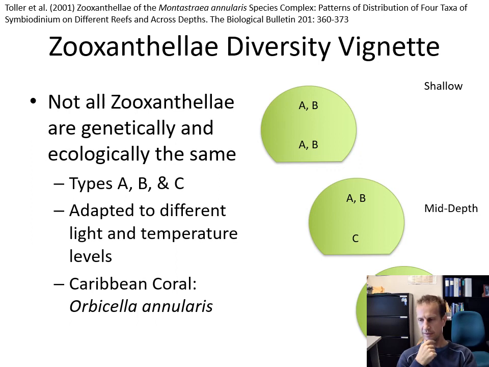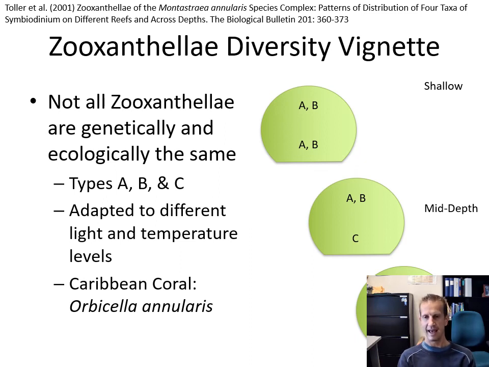So we originally thought that zooxanthellae were all just one kind of organism, one species in the genus Symbiodinium. And I can understand that because they all look pretty similar. They're these little round cells. But with genetic techniques, we realized that zooxanthellae, even though different types look similar, are genetically different, and they're phenotypically different, meaning that they have different behaviors or responses to different environmental conditions.